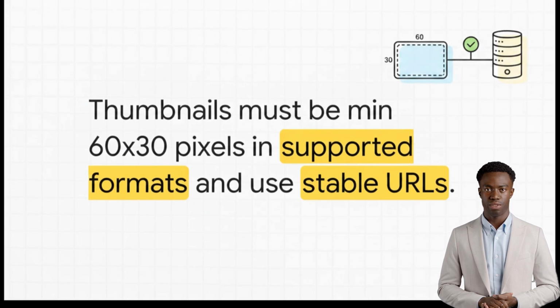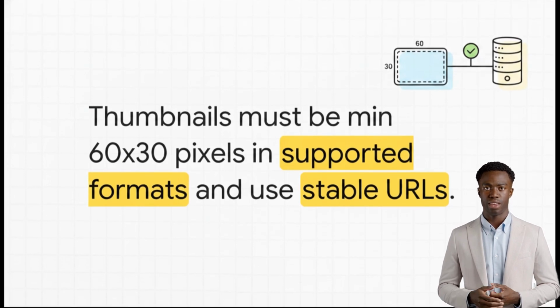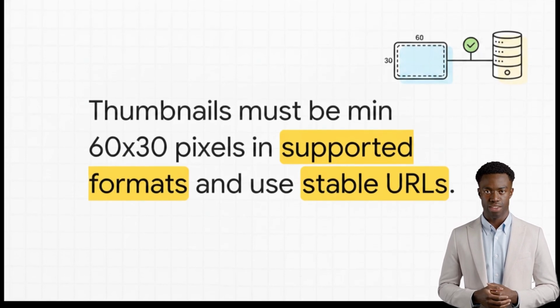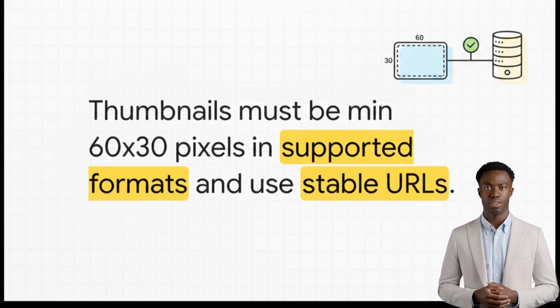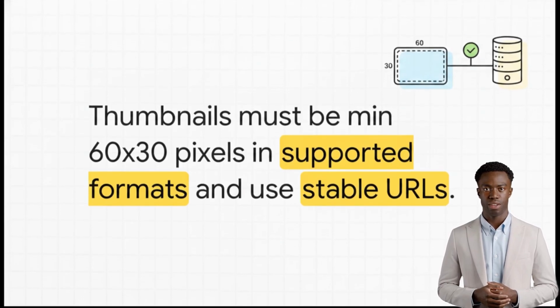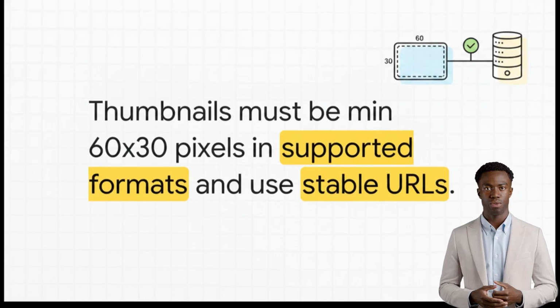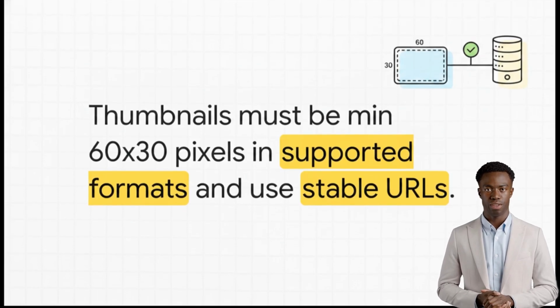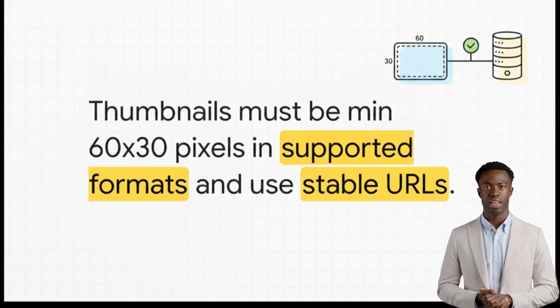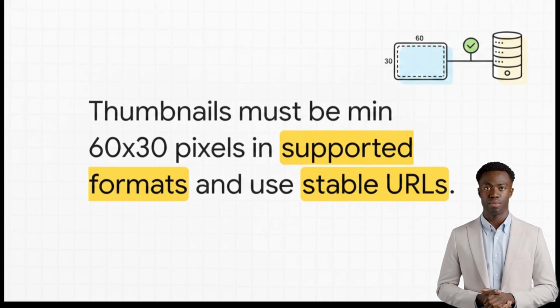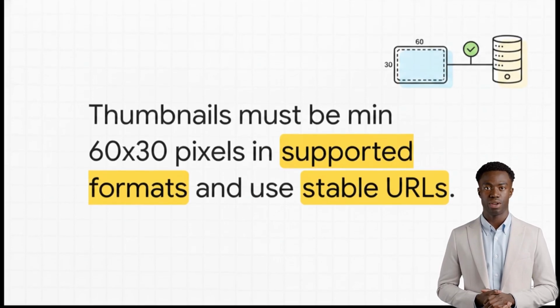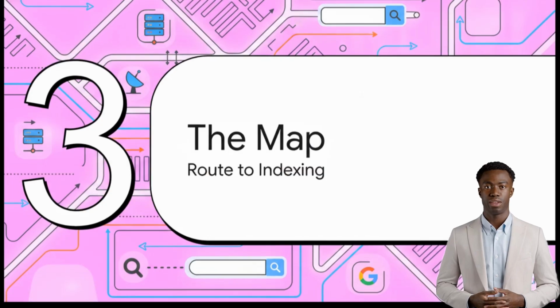Your blueprint also demands a high quality thumbnail. It needs to be at least 60 by 30 pixels in a supported format, BMP, PNG, or JPEG. But here's the most common trap people fall into. It must use a stable URL. If your content delivery network uses those temporary, quickly expiring URLs, and your thumbnail URL is constantly changing, Google will just drop your video entirely from its index. No exceptions.